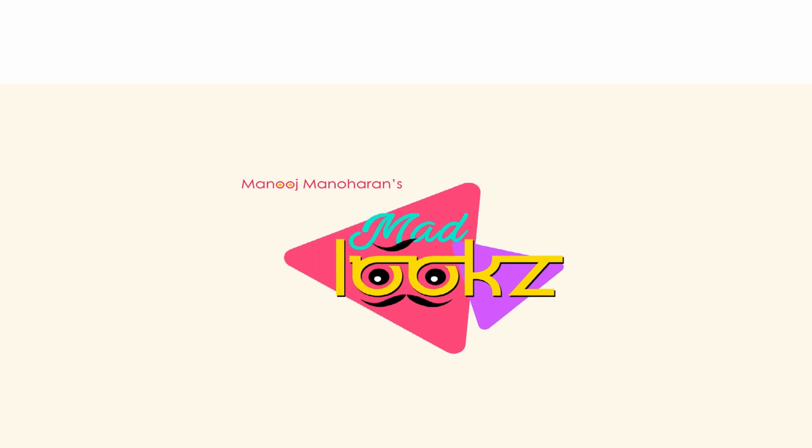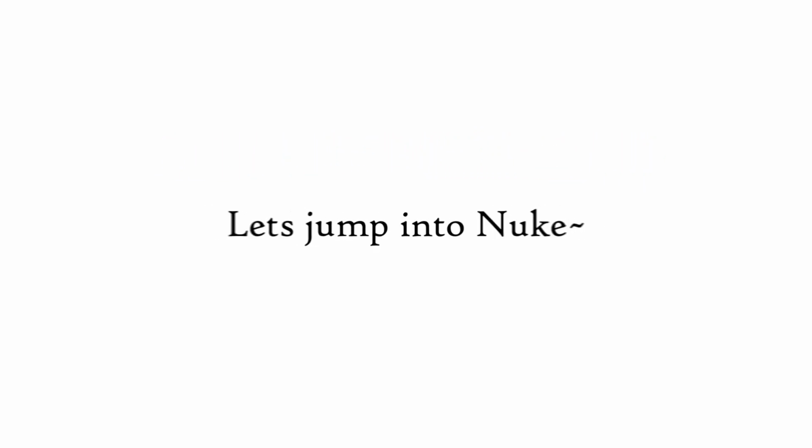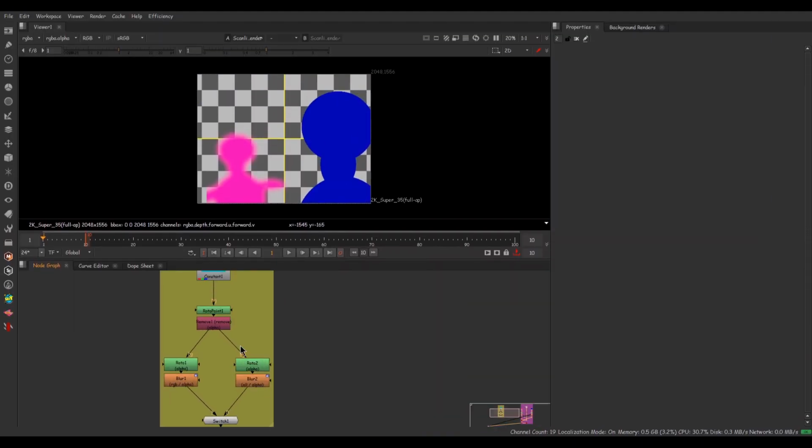So what is a rack focus? According to the definition, it is the filmmaking technique of changing the focus of the lens during a continuous shot to create more shallow depth between two objects, also known as the focus pull or pulling focus. Let's jump into Nuke for further explanation. Here I have two examples to understand the concept more thoroughly.